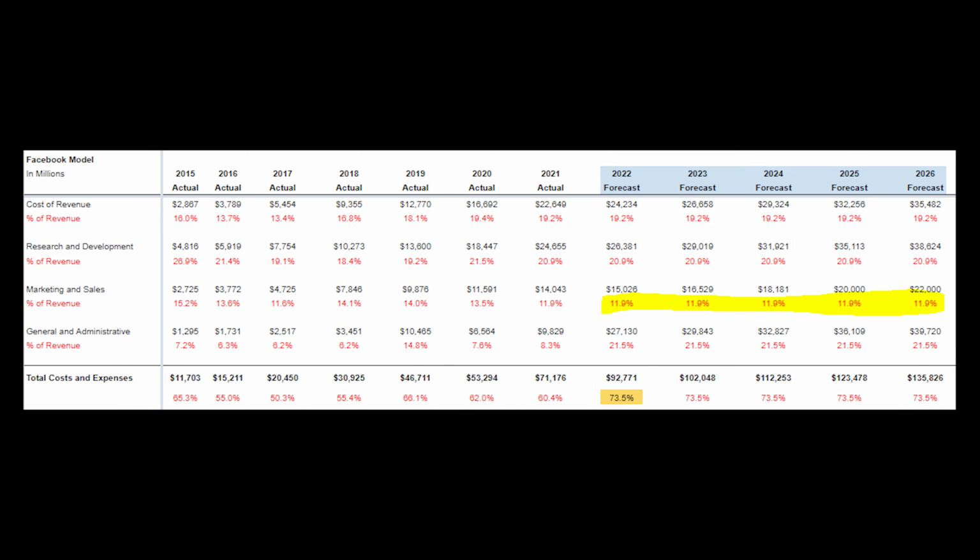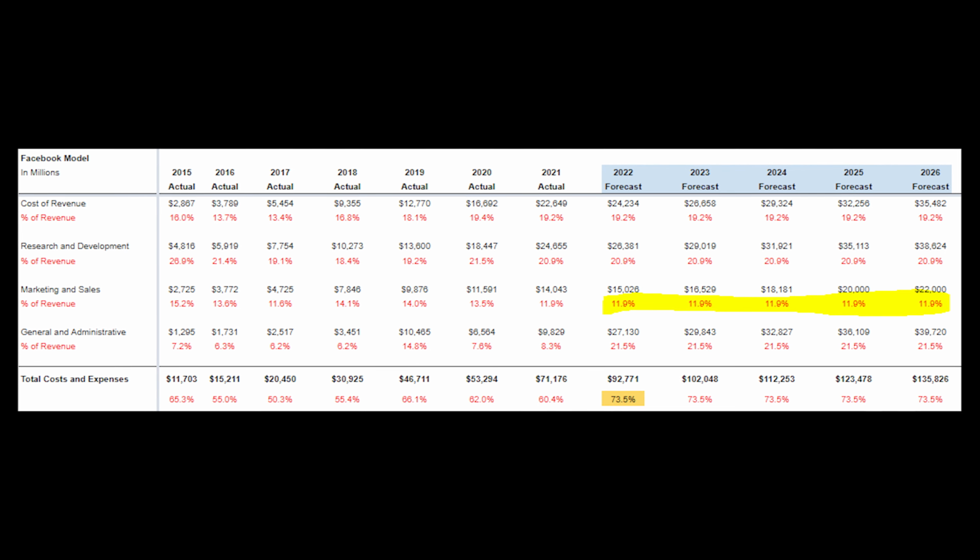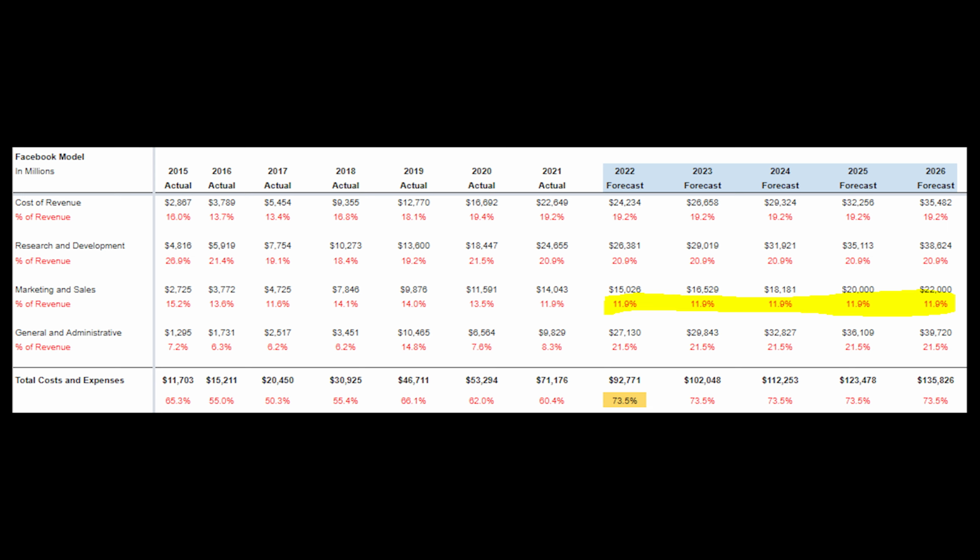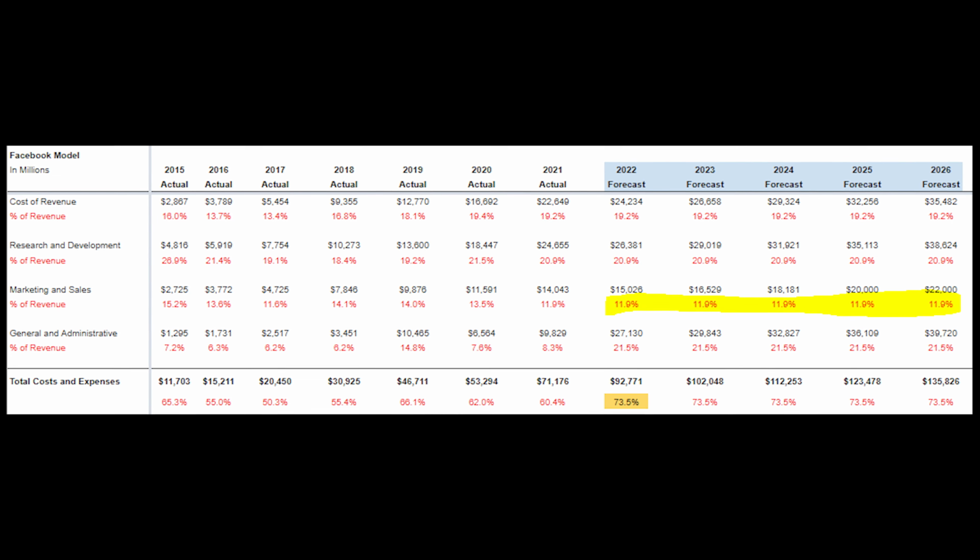With marketing and sales, this one is a hard one. 12% may be the right point, but it could be higher. Nonetheless, the balance will be captured in G&A, as I've really juiced that up.